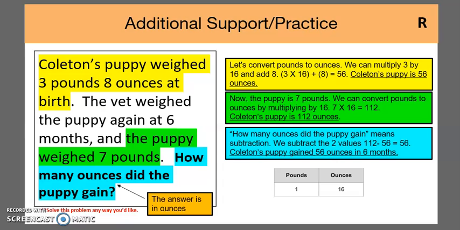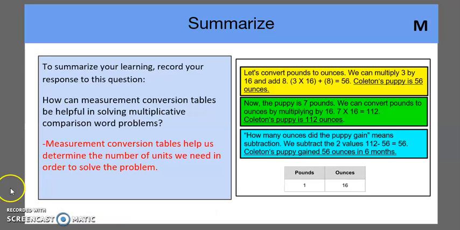Okay, now we're going to go into our summarization. How can measurement conversion tables be helpful in solving multiplicative comparison word problems? To summarize, measurement conversion tables help us determine the number of units we need in order to solve the problem. And here's an example based on the previous problem we did.